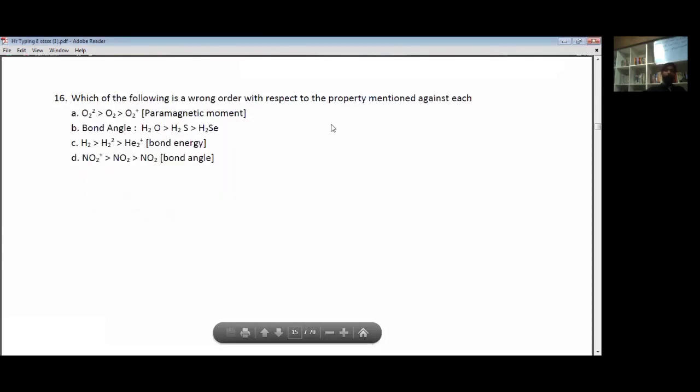Okay, moving to the next question. Which of the following is a wrong order with respect to the property mentioned? O2, wait, let me check that question. O2 2 minus, O2, O2 plus. So this is actually 2 minus. Fine. O2 2 minus, O2, O2 plus.